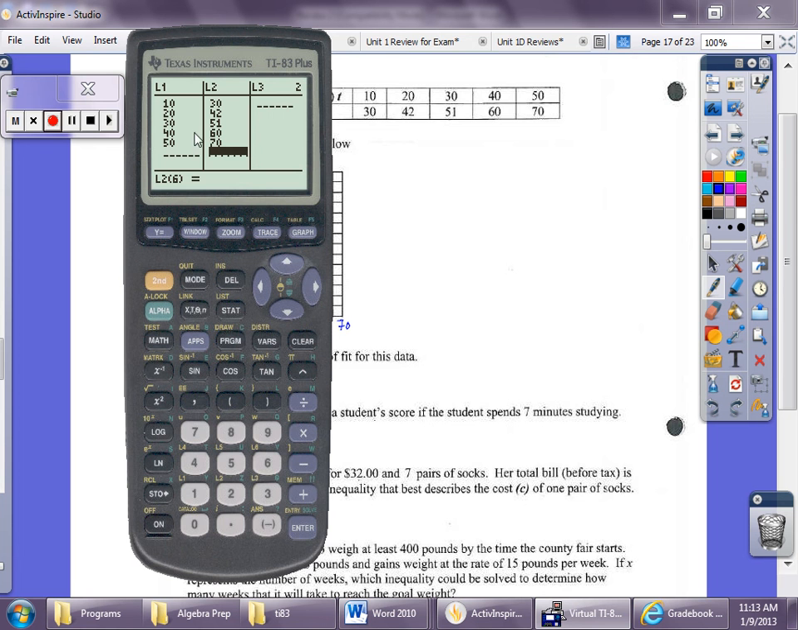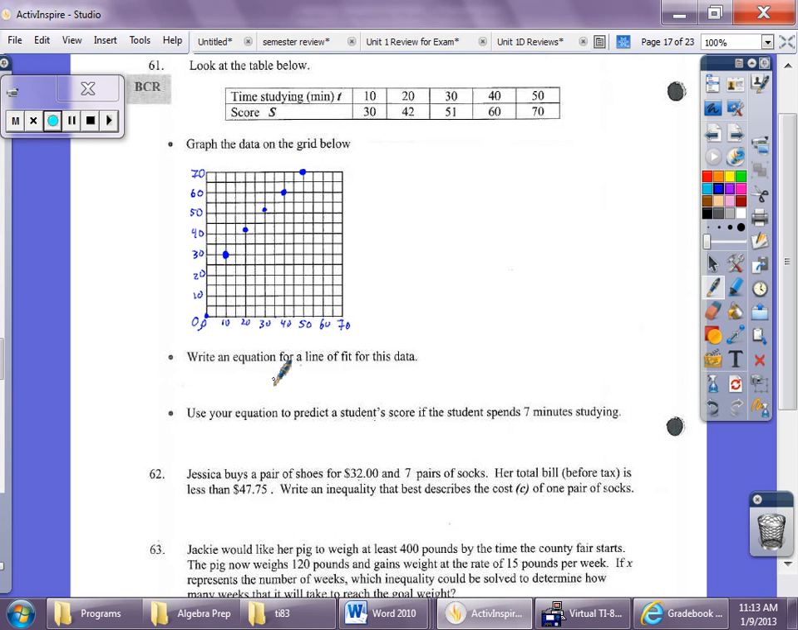So we enter our data, and then to calculate it, we go to stat, over to calc, we want number 4, and then we go to second 1 for L1, our comma, second 2 for L2, our comma, vars, over to yvars, function, y1, and we hit enter, and we get our linear regression, where A is 0.98 and B is 21.2. So we are going to use those two numbers, so y equals 0.98x plus 21.2.